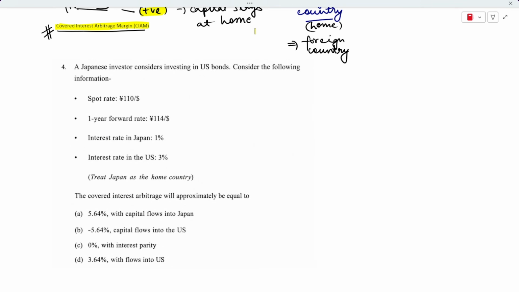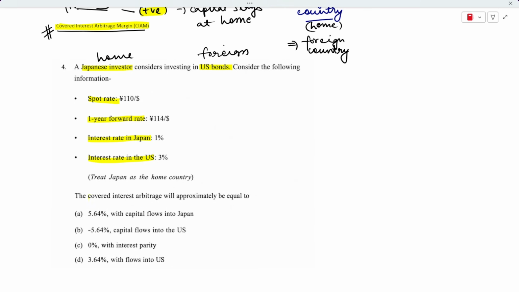Now let's read this question together. The question says that a Japanese investor considers investing in the US bonds. So of course Japan is the home country here and US is the foreign country here, as we can see. This investor is considering investing in the US bonds, and these are the values that we have already been given. We have been given the value of the spot rate and the 1 year forward rate. We know the interest rate in Japan, which is my domestic country, and we also know the interest rate in US, which is my foreign country.